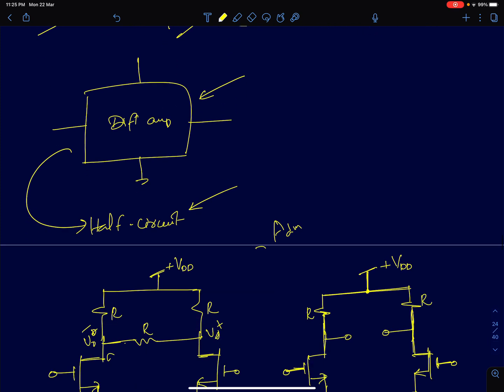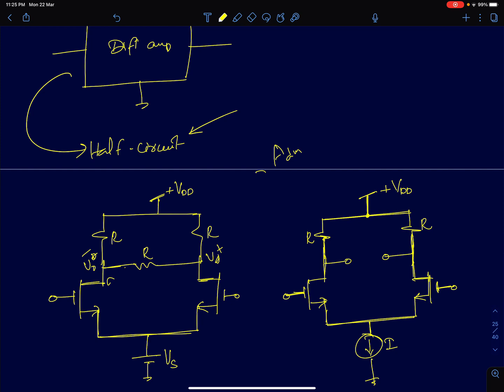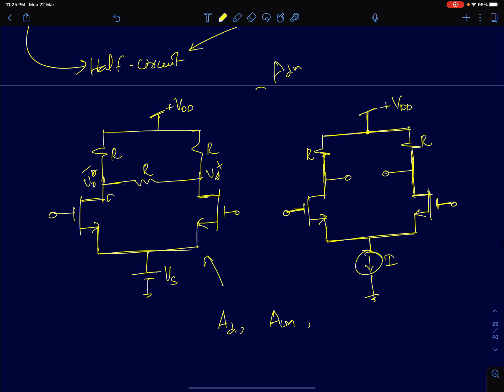First I'm going to tell you how to derive the differential mode gain from a differential amplifier using this half circuit idea, and later we will see how to find the common mode gains. I'll take the examples of these two circuits and we'll try to find the differential gain of these two circuits by using the half circuit idea.